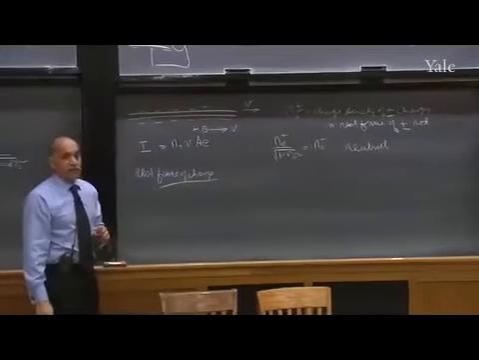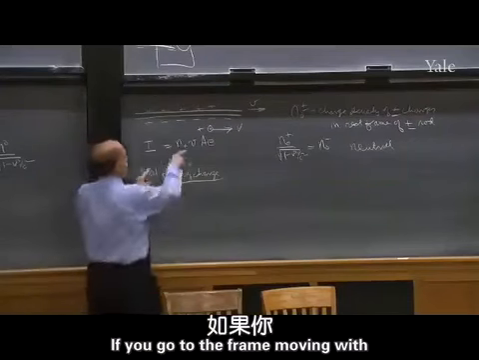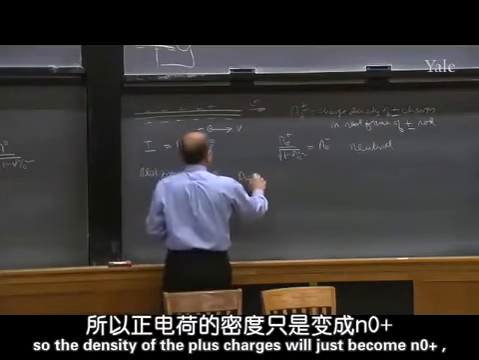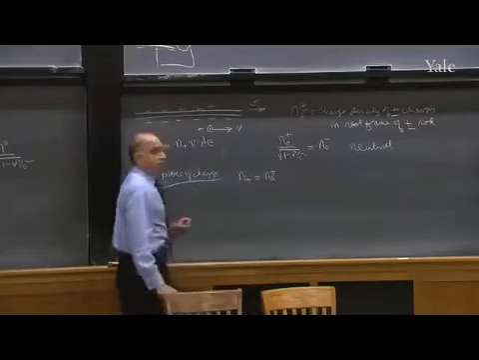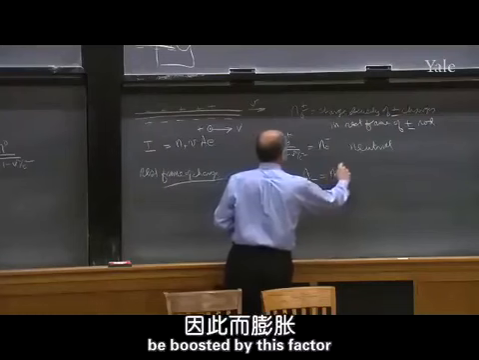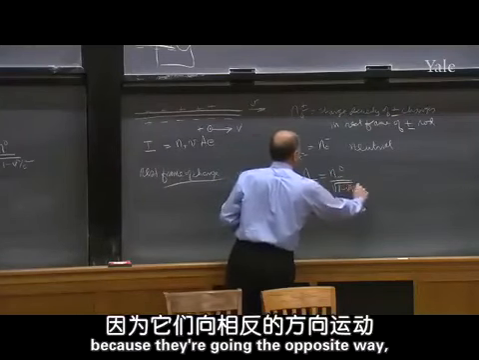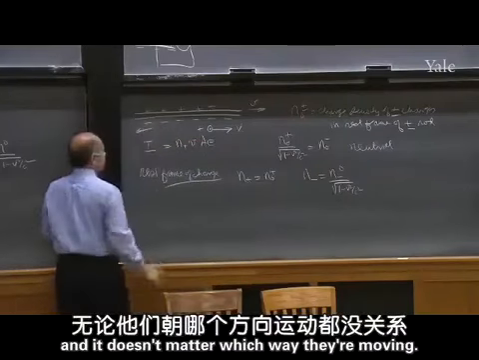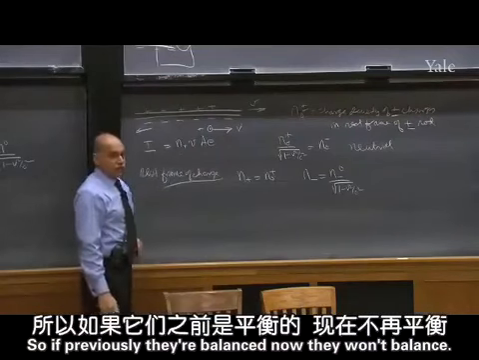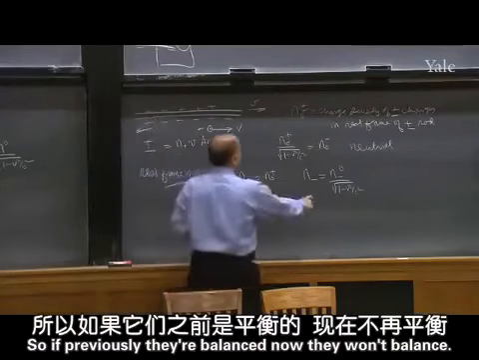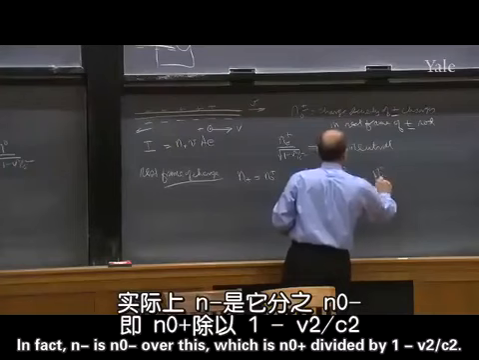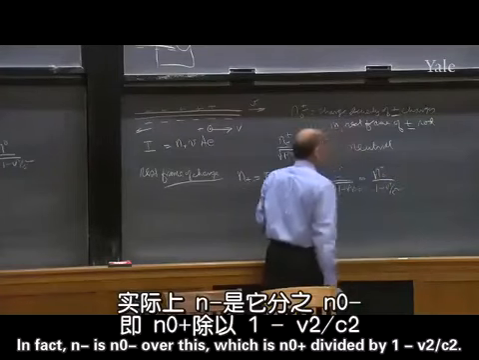You can already see what's going to happen in the rest frame of the charge. If you go to the frame moving with the particle, the plus wire comes to rest. So the density of the plus charges will just become n plus 0, the rest density of the plus charge. But the minus charges now, they will be boosted by this factor because they're going the opposite way, and it doesn't matter which way they're moving, things depend on v squared. The minus charges will appear compressed. So if previously they balanced, now they won't balance. In fact, n minus is n minus 0 over this, which is n plus 0 divided by 1 minus v squared over c squared.